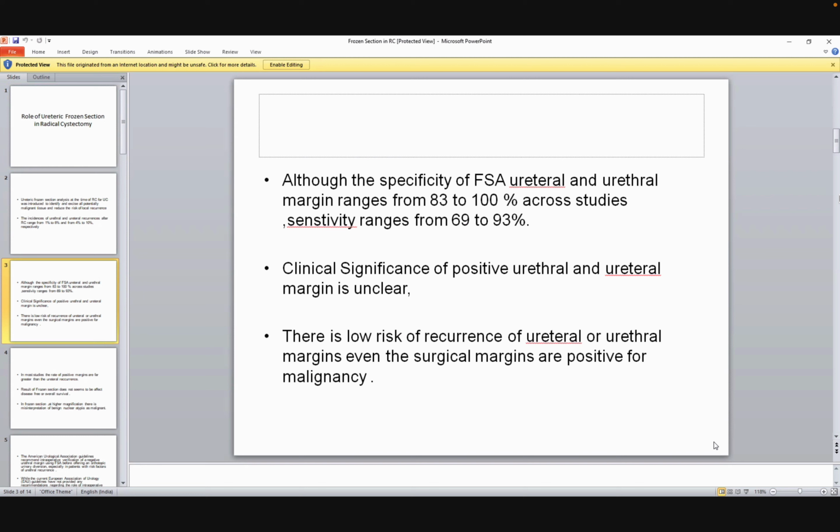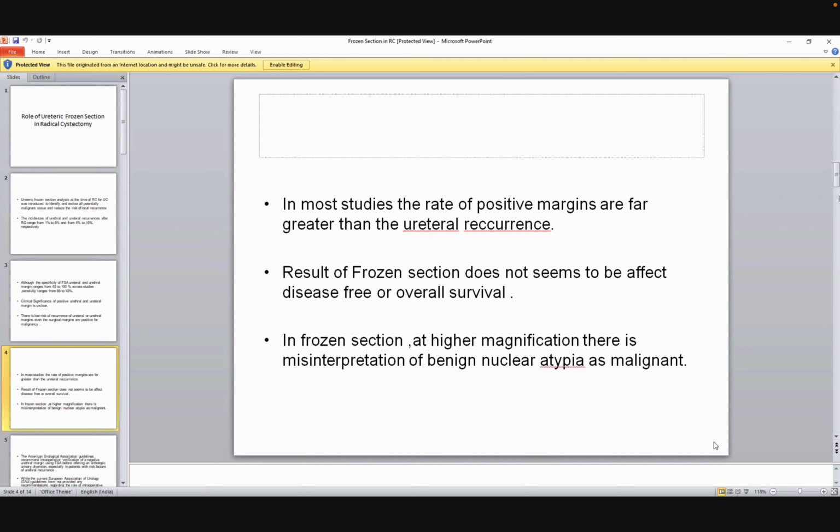There is a low risk of recurrence at the ureteral or urethral margins, even when the surgical margins are positive for malignancy. In most studies, the rate of positive margins is far greater than the rate of ureteral recurrence. The result of frozen section does not seem to affect disease-free or overall survival. In frozen section, at higher magnification, there is a misinterpretation of benign nuclear atypia as malignant.